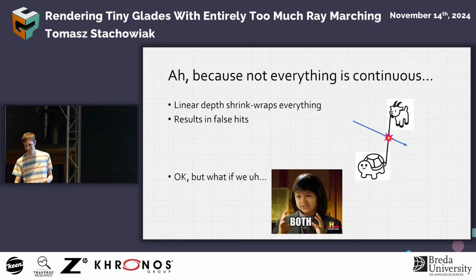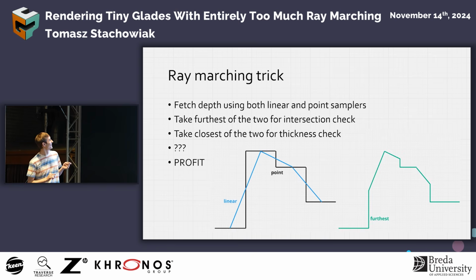But what if we use both? I know it's weird, but if you fetch both the linear and point sample data, and then for the intersection test, you use the furthest of the depth values, and for the thickness check, you use the closest of the two values, it just happens to work.